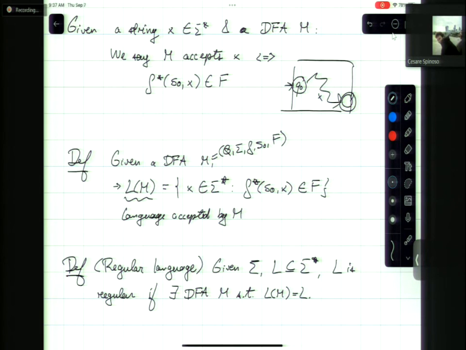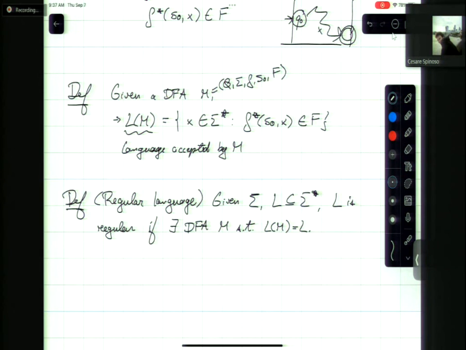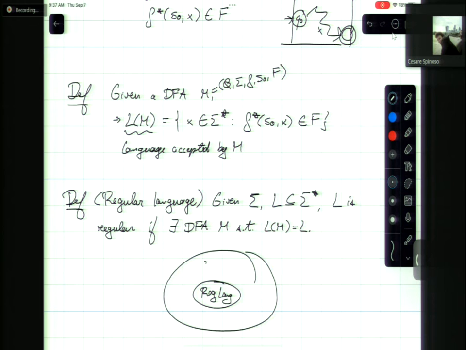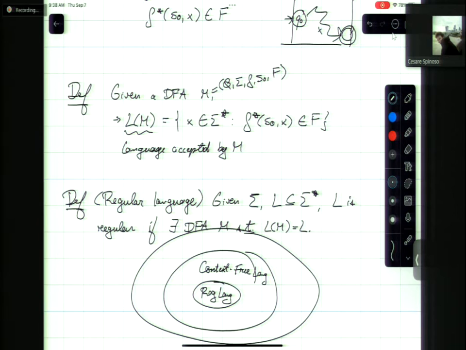Okay. The idea of the first part of the class is that we're going to see that there are different levels, different classes of languages. Regular languages are the simplest class of languages. Then we'll talk about context-free languages. And then outside of that, we'll talk about decidable versus undecidable languages, decidable languages, which are related to Turing machines.